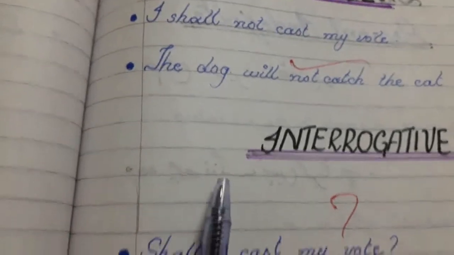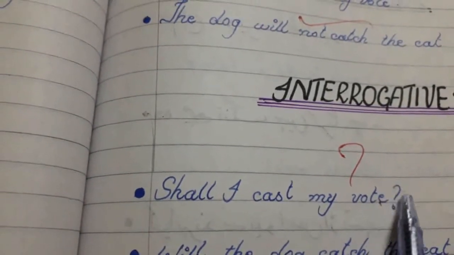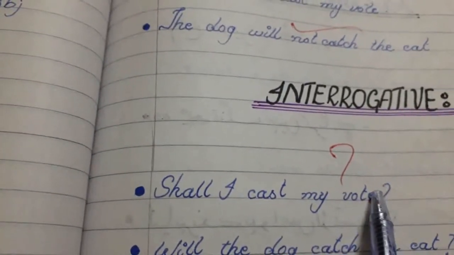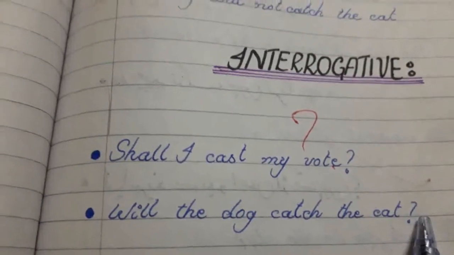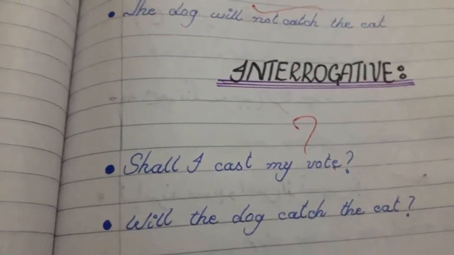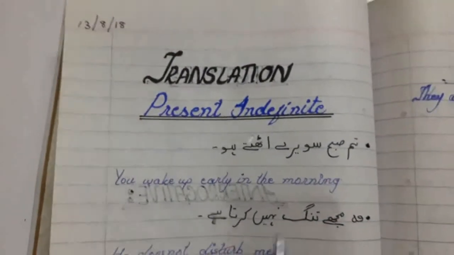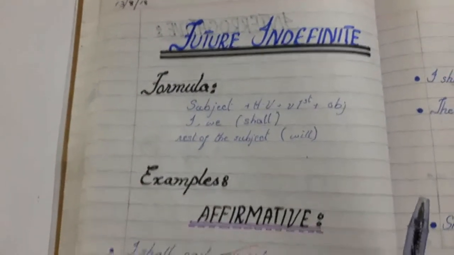The helping verb again, will and shall, come at the beginning, and at the last we insert the question mark. Shall I cast my vote? Question mark. Will the dog catch the cat? Question mark. This is all about the written work of all the three indefinite tenses. Then we'll do the translation, and inshallah we'll do the translation in next class.